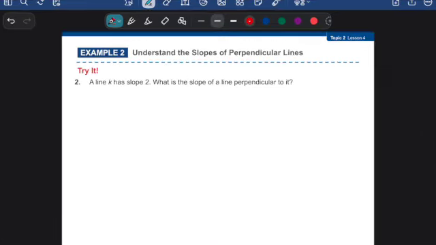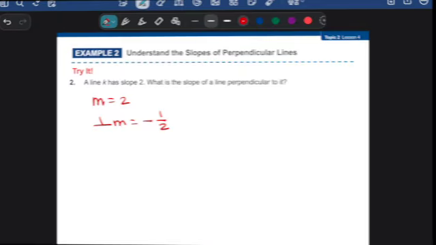A line K has a slope of 2. So I know my slope is 2. What would be the slope if the line is perpendicular? So remember, I have to do the opposite sign. So a perpendicular slope would be negative. And then I have to do the reciprocal. What's the reciprocal of 2? Well, the reciprocal is 1/2. So the perpendicular line would have a slope of negative 1/2.